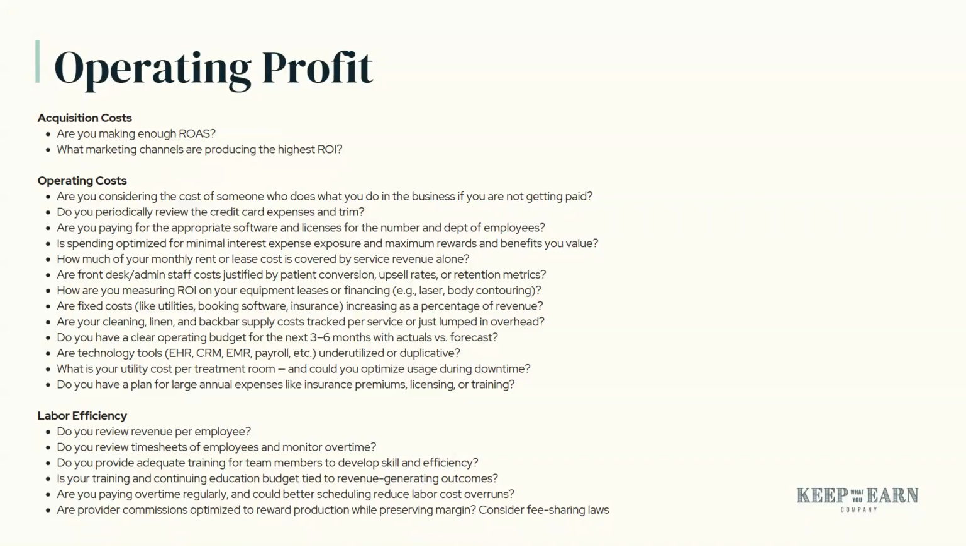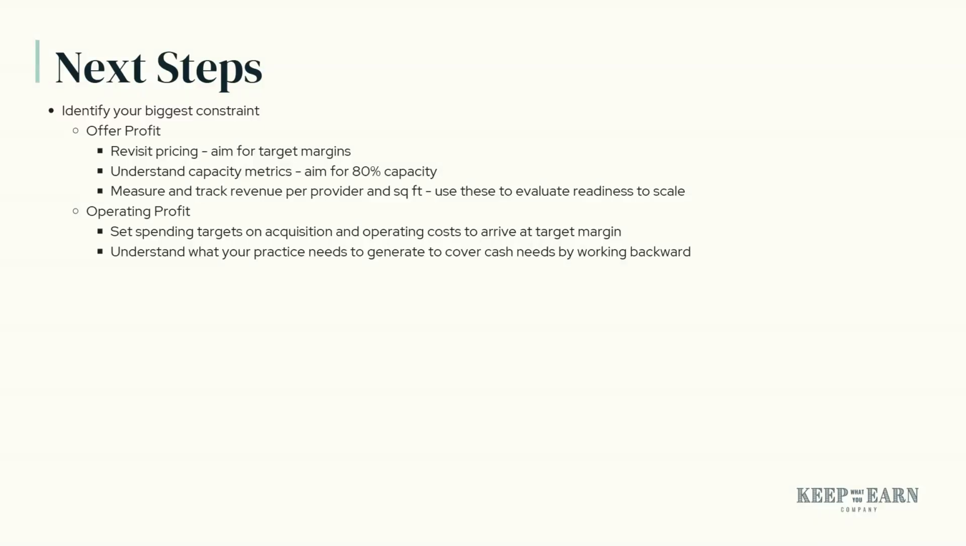So I would encourage you, as a next step from this exercise, that you find a way to set those spending targets of acquisition and operating costs so that you can arrive at your target margin. And then you also want to understand what your practice has to generate to cover those cash needs. You got to work backward. So if you want to say hit a 20% margin just because Shannon said so, that's fine. You could use that as a baseline to start with, just to see if you can get closer to that if you're further away from it. Like if you're at a 5% margin, I don't expect you to have a 20% margin overnight. You're going to have to chip away at improving this over time.